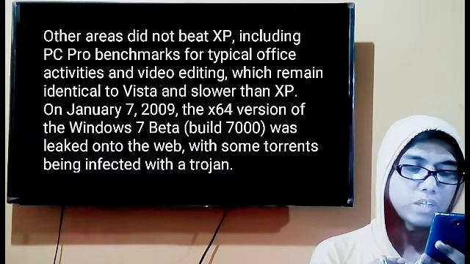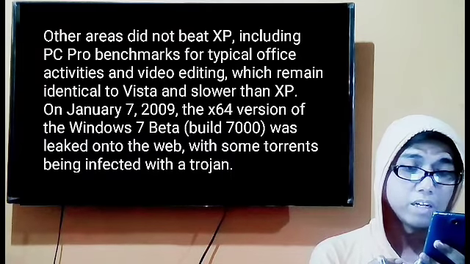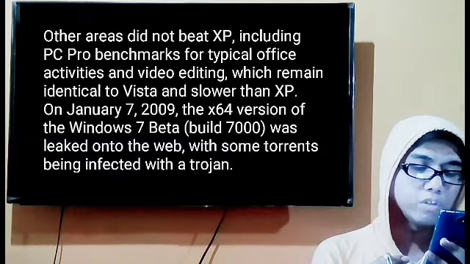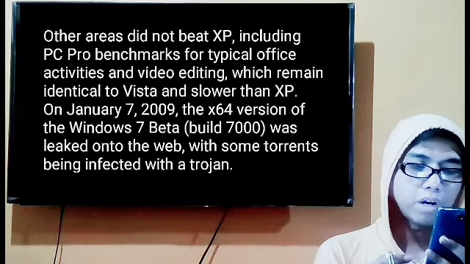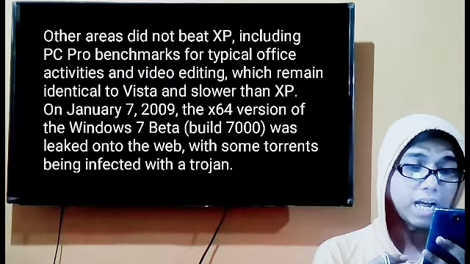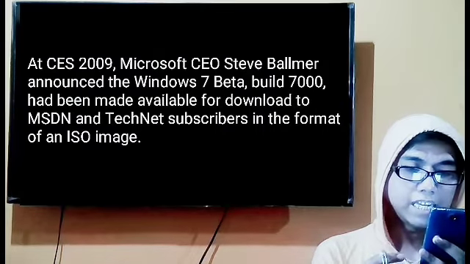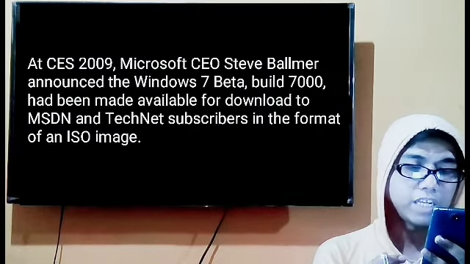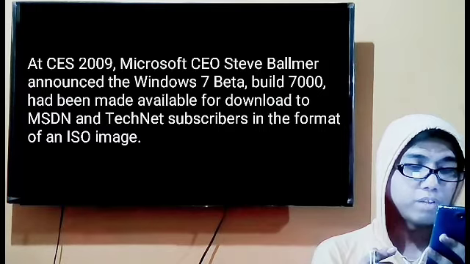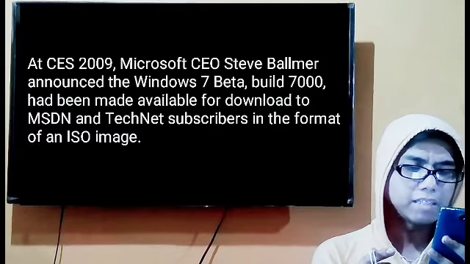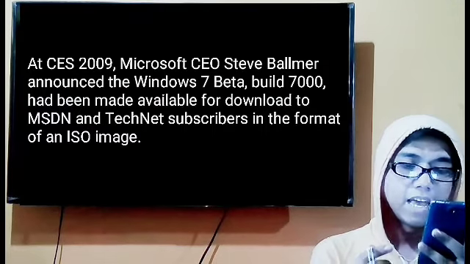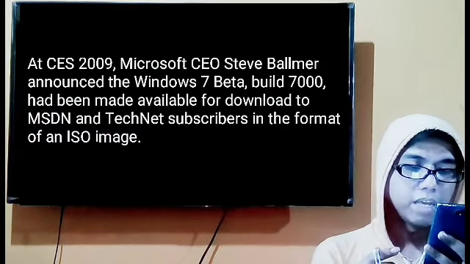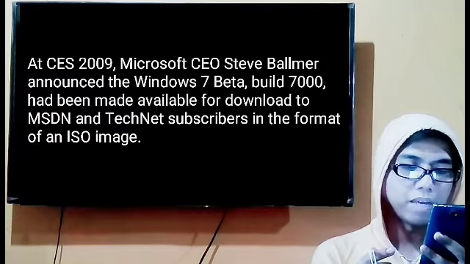On January 7, 2009, the x64 version of the Windows 7 beta was leaked onto the web, with some torrents being infected with a Trojan. At CES 2009, Microsoft CEO Steve Ballmer announced that Windows 7 Beta Build 7000 had been made available for download to MSDN and TechNet subscribers in the format of an ISO image.